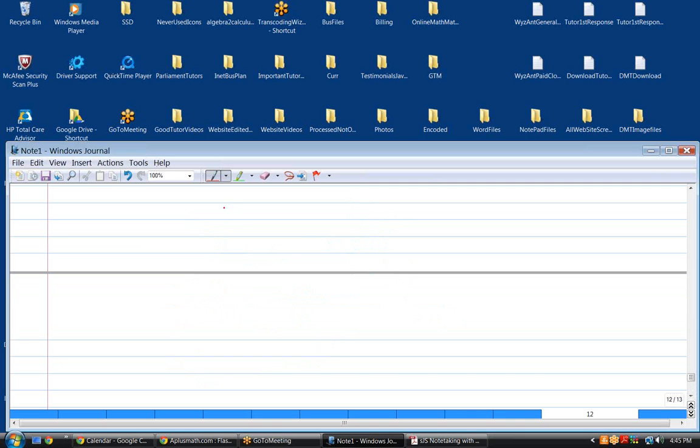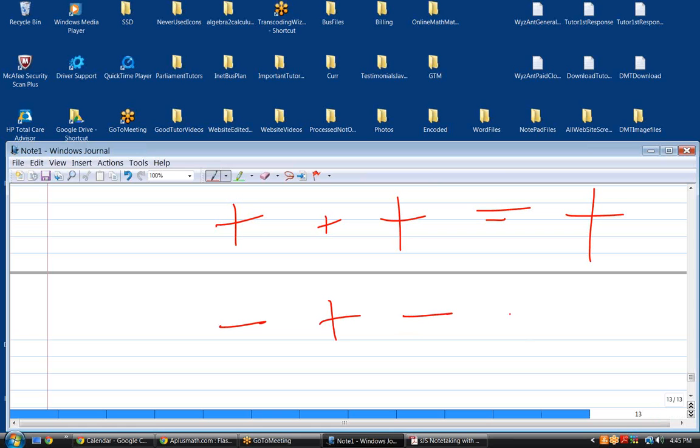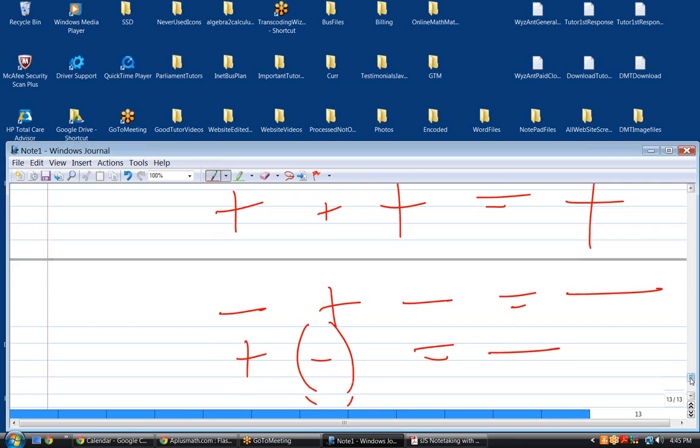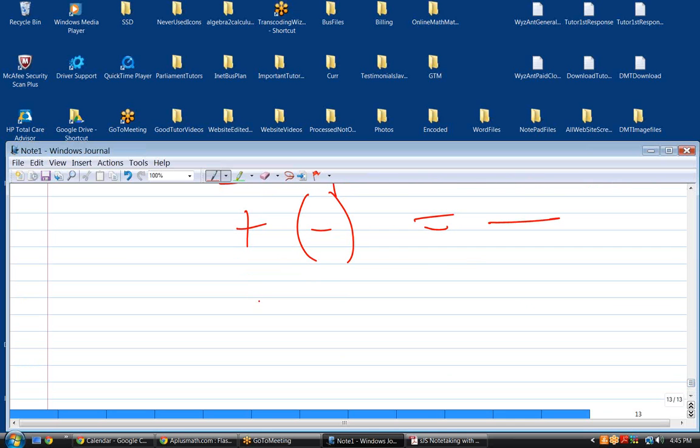Here's what we have. Plus times a plus is a plus. Minus times a minus is a plus. Plus times a minus is what? A minus. Plus divided by a minus is what? A minus. Those are the important 4 rules.